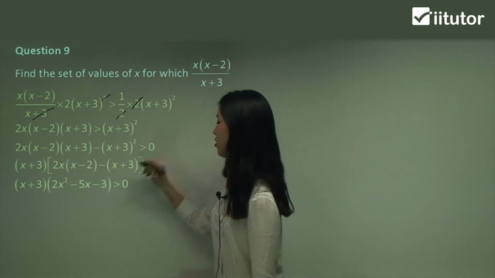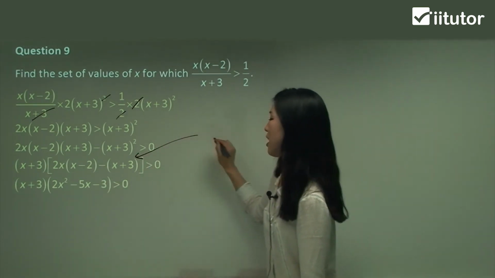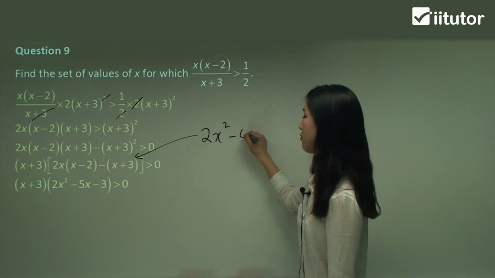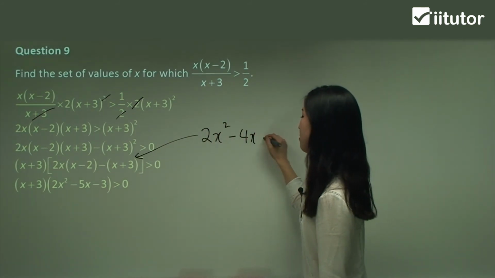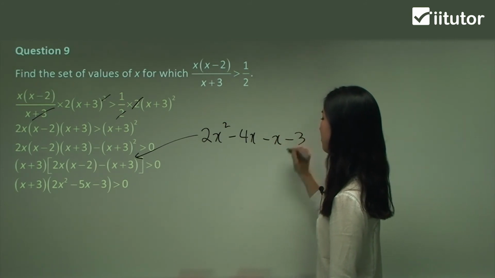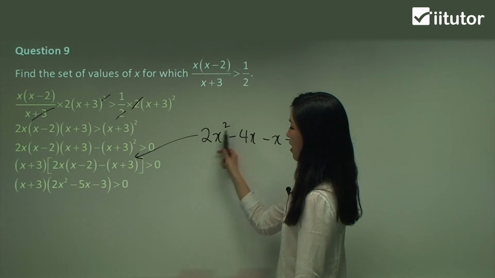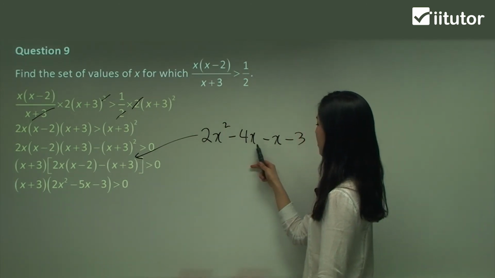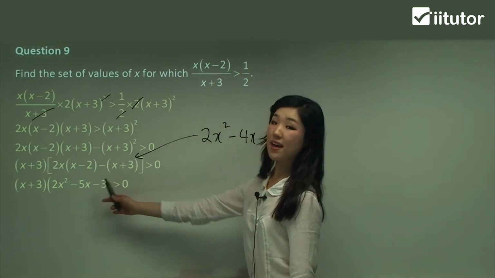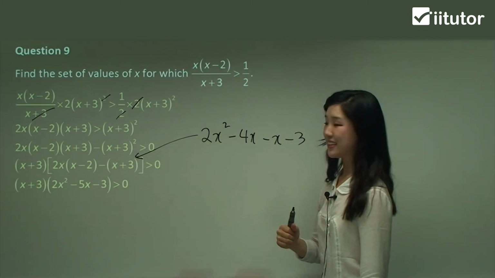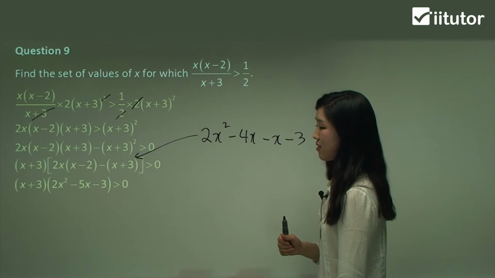So basically, I'll just show you how I got to that. It's just some simple algebra. I'll just do it. 2x squared minus 4x minus x minus 3. Okay, that's basically it. Now 2x squared goes out the front, minus 4x minus x is minus 5x, and then minus 3. That's how I simplify to something like that. Okay, that's all greater than 0.